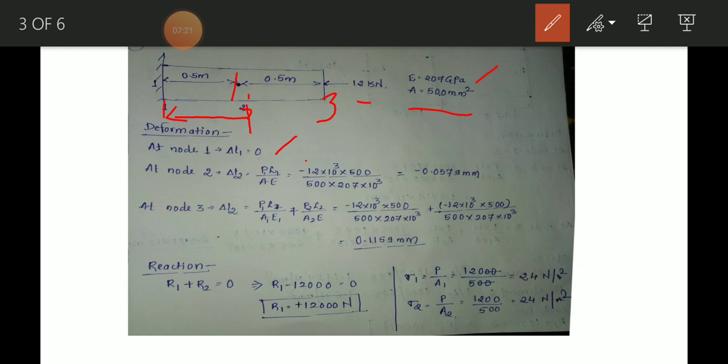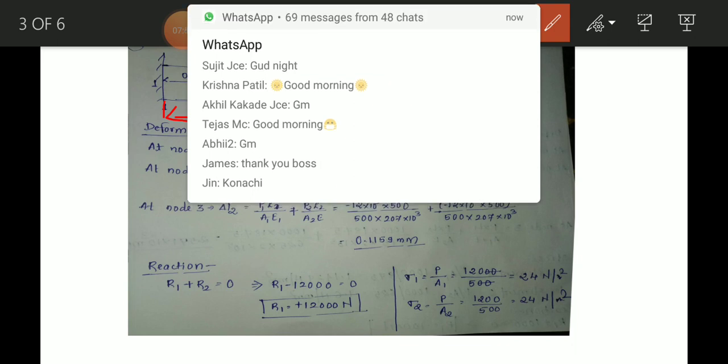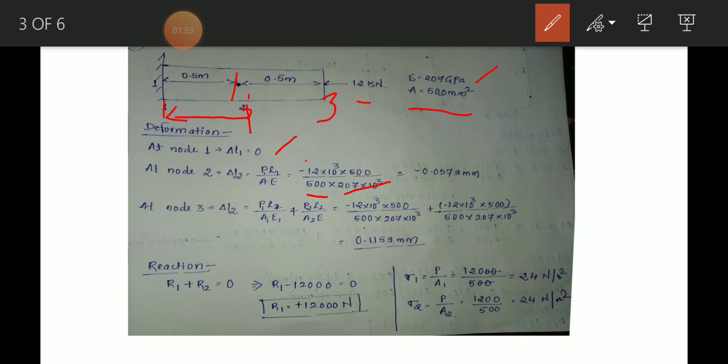So L is 500 mm. See, 0.5 meter they have given. You have to convert all the parameters into mm. Area is 500 mm, directly given. E is the Young's modulus, 207 GPa. You have to convert GPa into Newton per mm square, so you just multiply by 10 raised to 3, 207 into 10 raised to 3. Whatever value you get is the deformation at node 2, which is equal to minus 0.0579 mm.